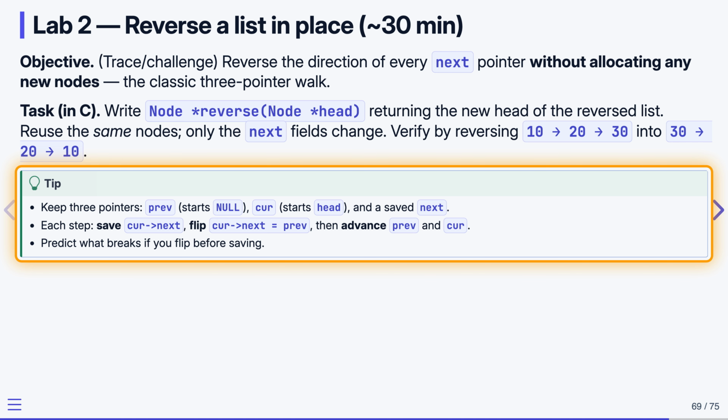First, save cur->next. Second, flip cur->next to point at prev. Third, move prev and cur forward. Before you run it, think about what breaks if you flip the link before you save the next.